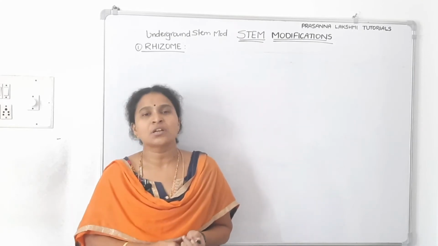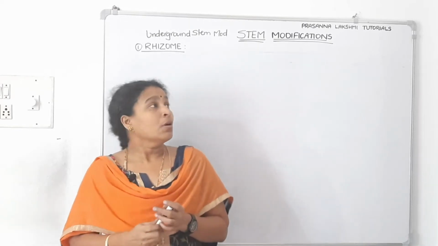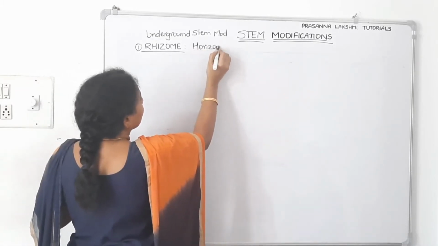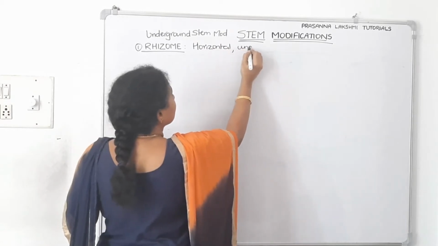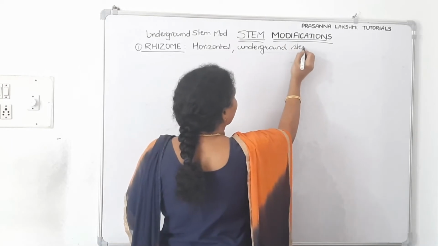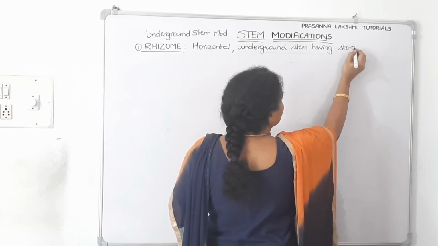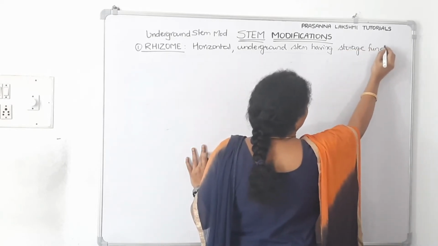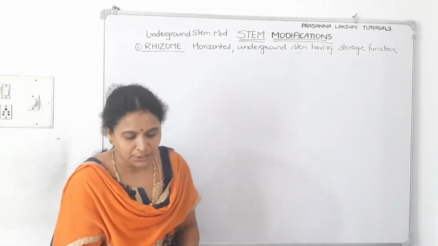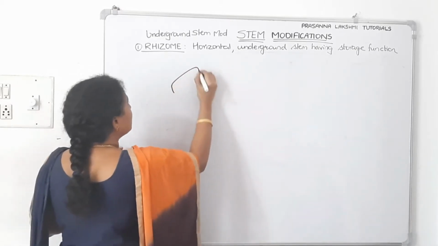If you have seen a ginger, it's a horizontal stem, completely swollen stem. So what is rhizome? It is a horizontal underground stem having storage function. Now if you have to draw the example of rhizome to understand, so here we go.